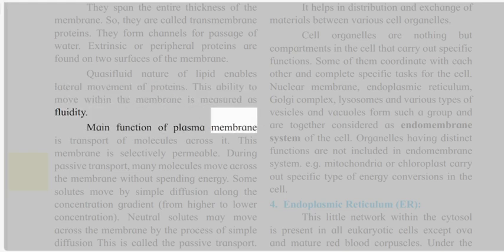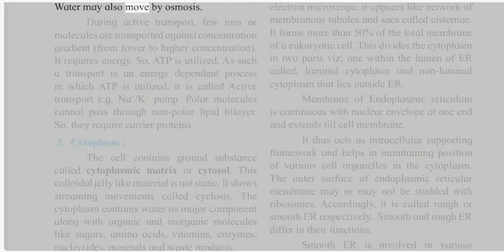The main function of the plasma membrane is transport of molecules across it. This membrane is selectively permeable. During passive transport, many molecules move across the membrane without spending energy. Some solutes move by simple diffusion along the concentration gradient, from higher to lower concentration. Neutral solutes may move across the membrane by simple diffusion. This is called passive transport. Water may also move by osmosis.